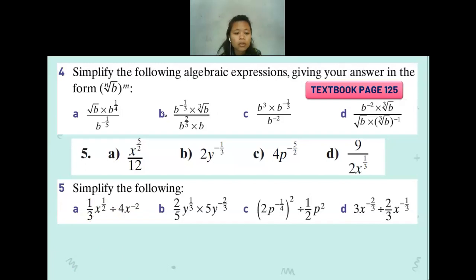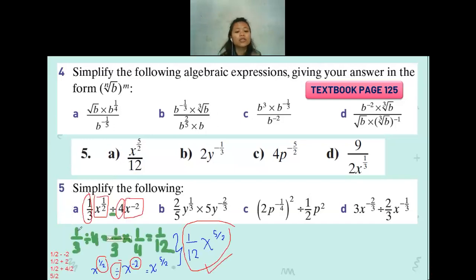For question 2, we have 2 per 5 y to the power of 1 per 3 times 5y to the power of negative 2 per 3. So again, we are going to use the same method. We are going to simplify the numbers first. So the numbers that we have is 2 per 5. We follow the sign given. The sign is multiplication. So we write 2 per 5 times 5. The answer will be equal to 2.